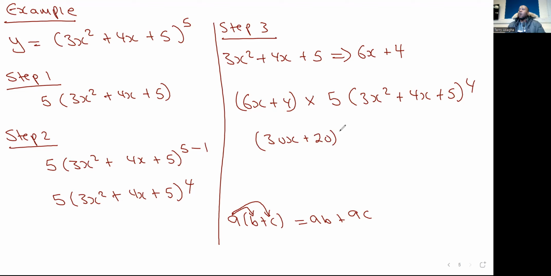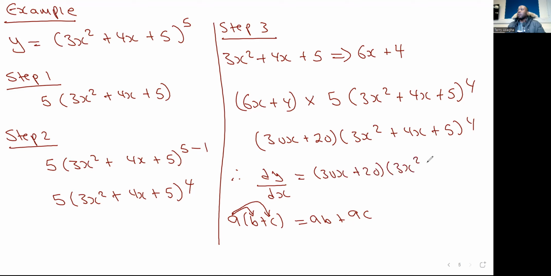20. All this multiplied by 3x squared plus 4x plus 5 raised to the power 4. So therefore, dy over dx, if you differentiate this, should be 30x plus 20, and we have 3x squared plus 4x plus 5 all raised to the power 4. And that'll be the answer for that. So the same thing: you bring the power down, you subtract 1, the function in the bracket, you differentiate it, and you multiply it with the answer from step 2.